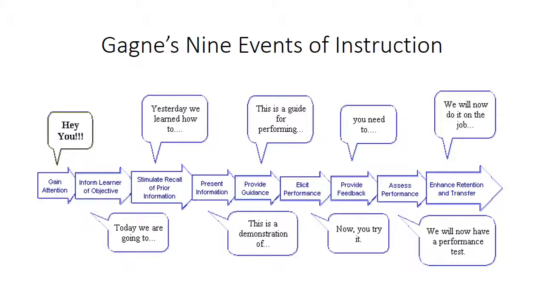Now we enter the fourth event by presenting the content. The content can vary as to its relation to the goals. For example, information acquisition is presented differently than for intellectual skills or motor skills. This content should be presented in an organized fashion using different media varieties.